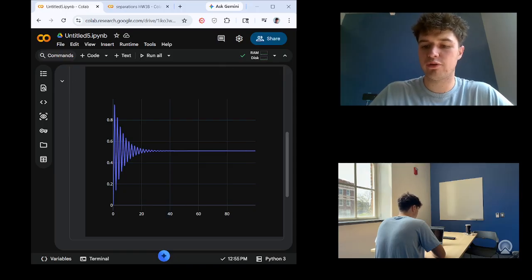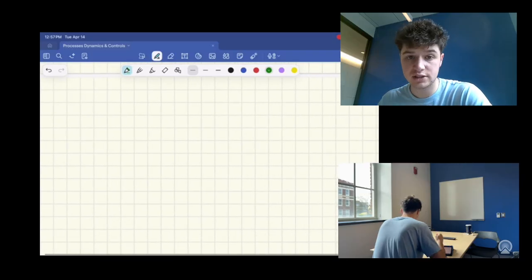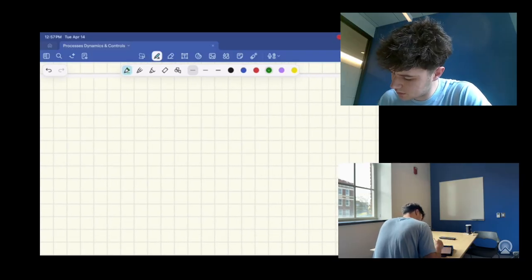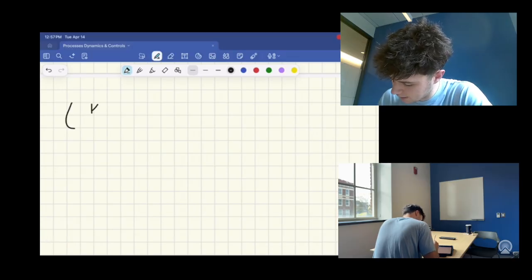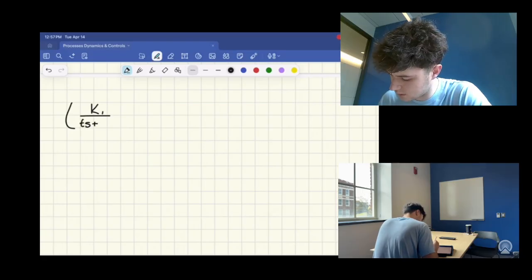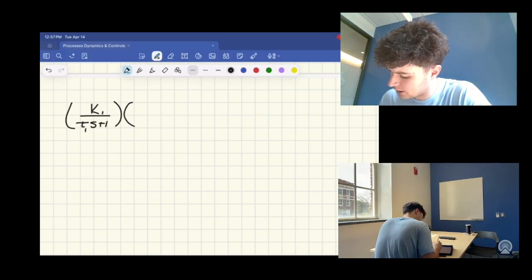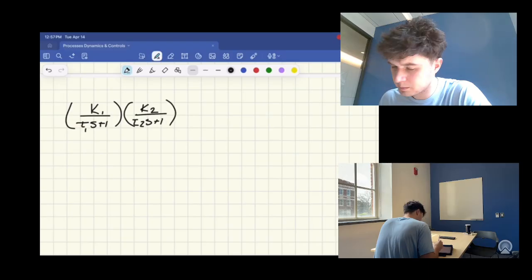So now we are going to move back onto the iPad. We are going to start by writing down some equations. That first equation is going to be K1 over tau s plus 1, not t, tau s plus 1. And then we're going to multiply that by something similar, K2 over tau 2 s plus 1.